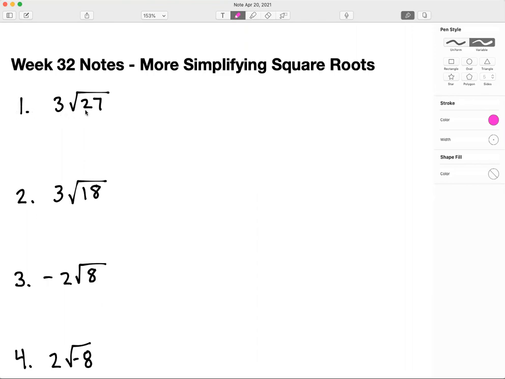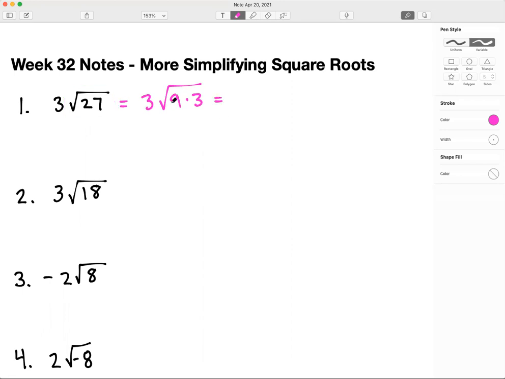And then we are going to take whatever we get, and then whatever numbers are outside, we're going to multiply those together. Watch. So 3 root 27. We're going to just write that as 3 root 9 times 3, because 9 times 3 is 27, and then 9 would be our perfect square, right? So just think about it this way. Just think this much as your problem right now, okay?